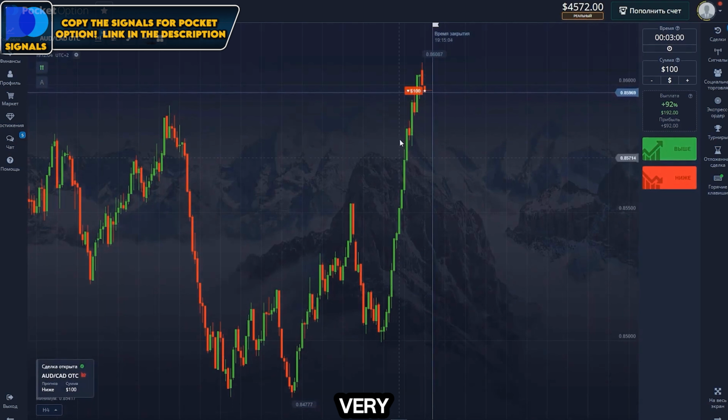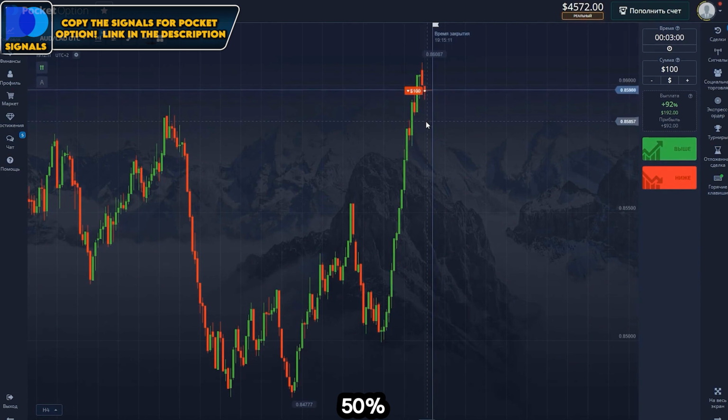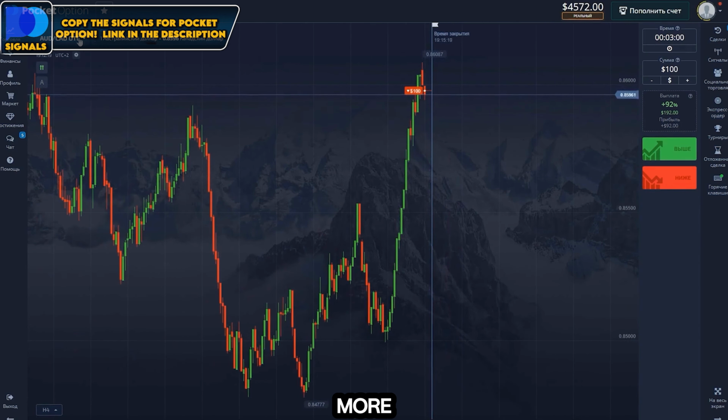We see a very sharp rise, there will likely be a small pullback. Usually after a rise there is a pullback at 40-50% of the entire rise. So as you can see here, it will be like this and here too. Well, for now, let's add a few more.